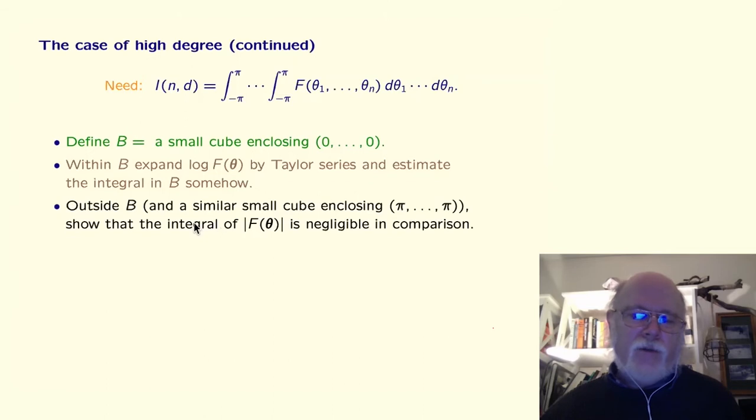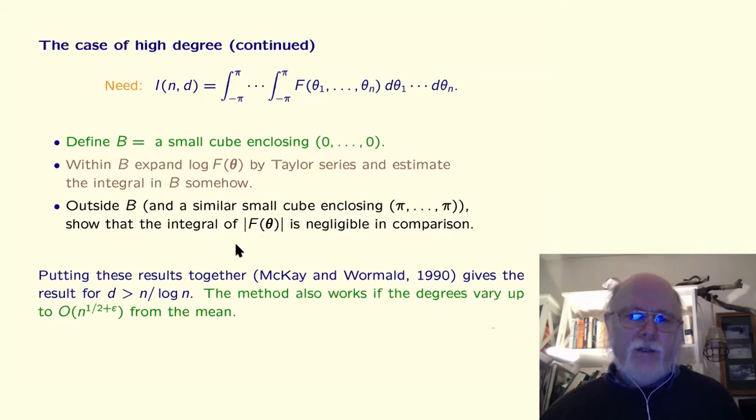Then outside this small box, and a similar box enclosing the other point which is equivalent to it, where all the variables are equal to pi, you can show that the integral of the absolute value is negligible. Now, both of these two steps, inside the box and outside the box, are not easy. They're quite complex. Part of our motivation was to make this systematic, so that it becomes almost like a cookbook-style evaluation of the integral once you've figured out what the integrand is, rather than handling each case separately.